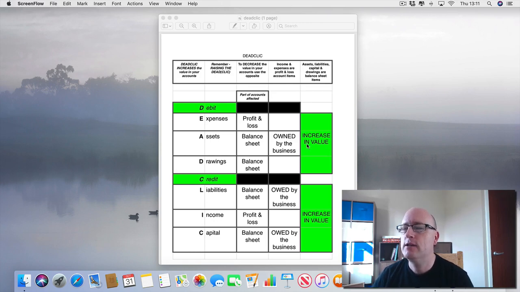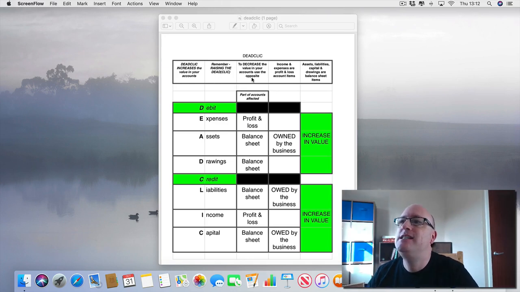But rather than me really hit the technical side in this section, it will all become clear when I show you the worked example in the next section. So don't worry too much about that. But as I say, it's important to remember that the DEADCLIC method increases the value in your accounts. And a good way of remembering that, although a pretty awful way, is raising the dead. So raising the dead, we always increase the value in our accounts when we use DEADCLIC.